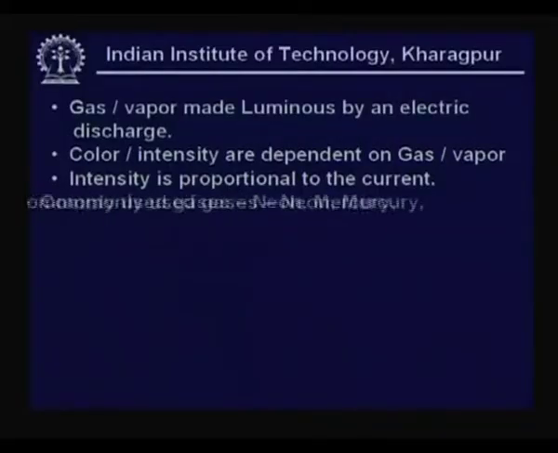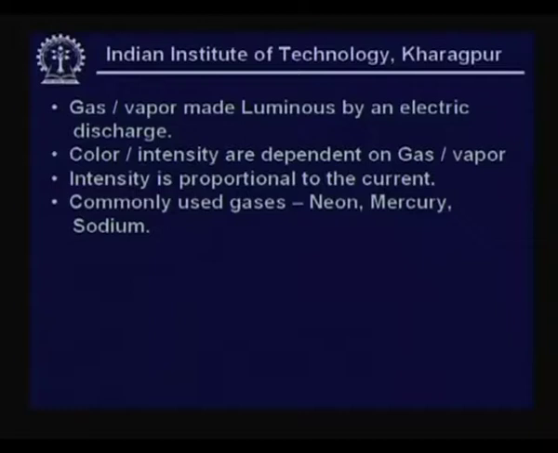Now, the intensity of the radiation is no doubt proportional to the current. Among the common gases that are used are neon, mercury and sodium. In fact, we have observed neon being used extensively for display purposes, signboards, street marketplaces and certain important buildings. Mercury and sodium have been extensively used for street lighting and some large industrial lighting.